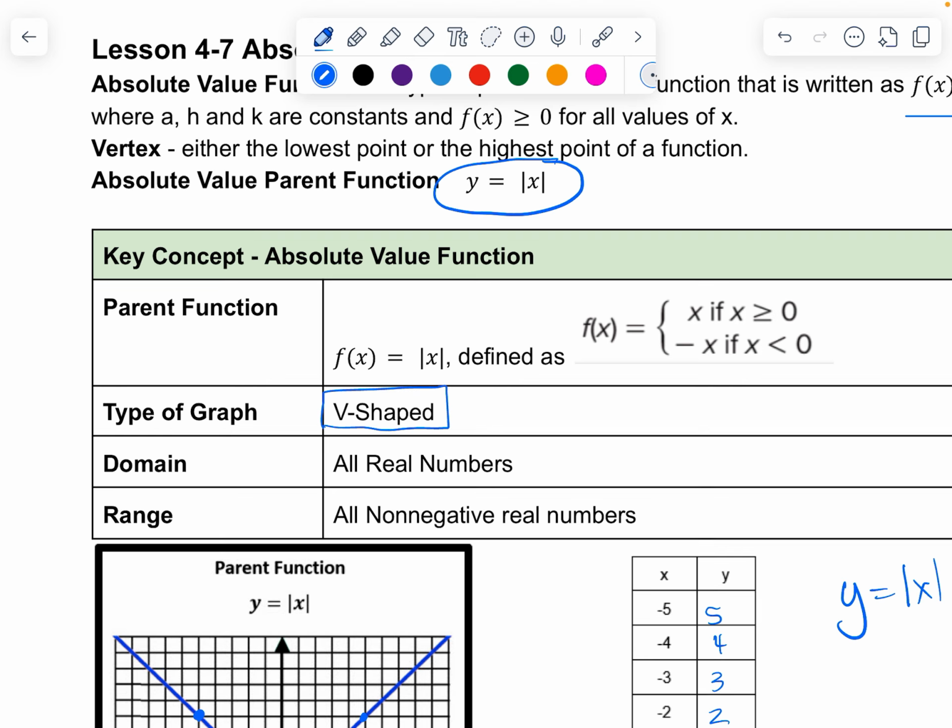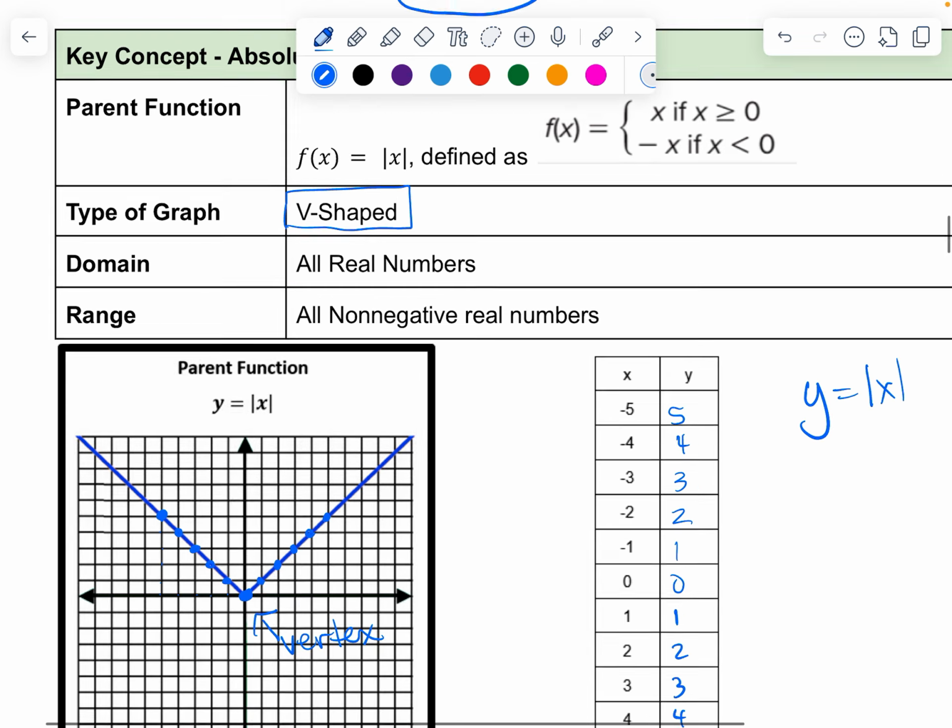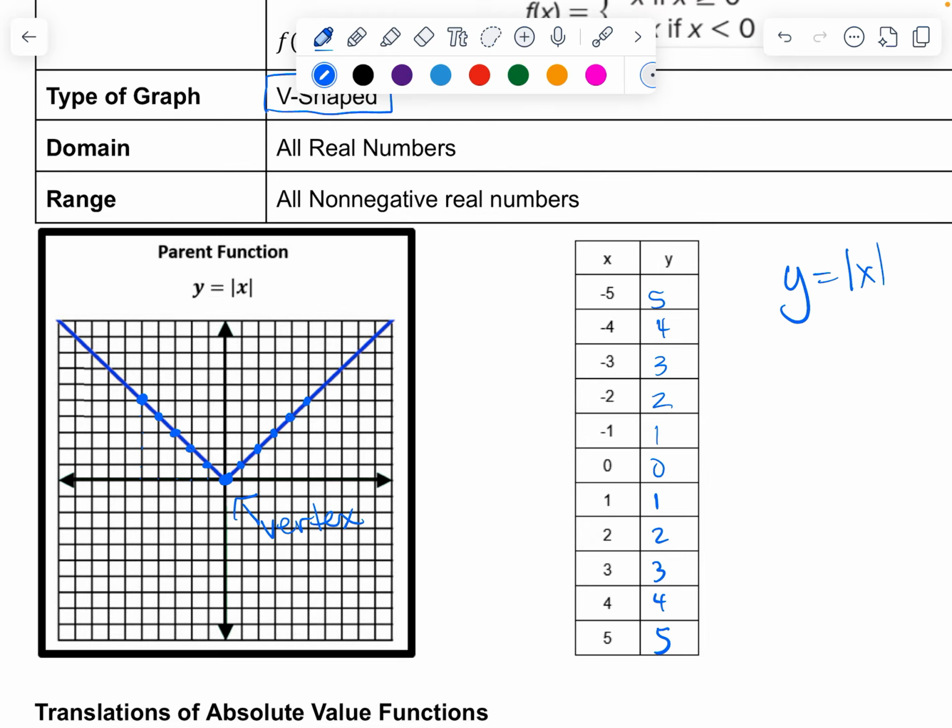The domain is all real numbers. Range. On the parent graph, the range is all non-negative numbers. So if I was to write that, it goes from 0 to positive infinity on this one.